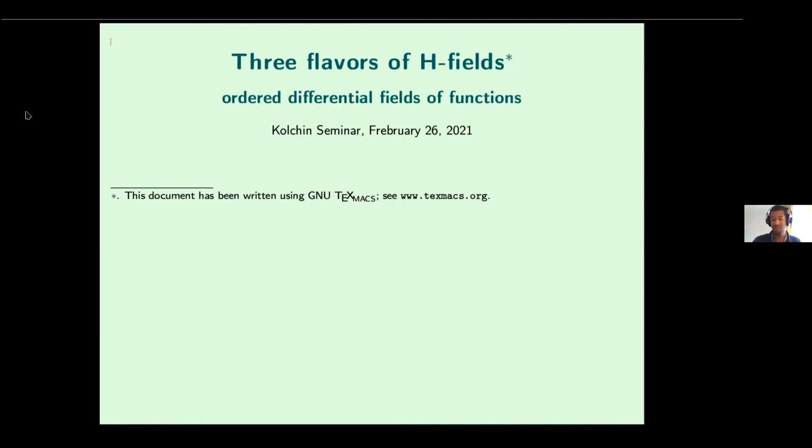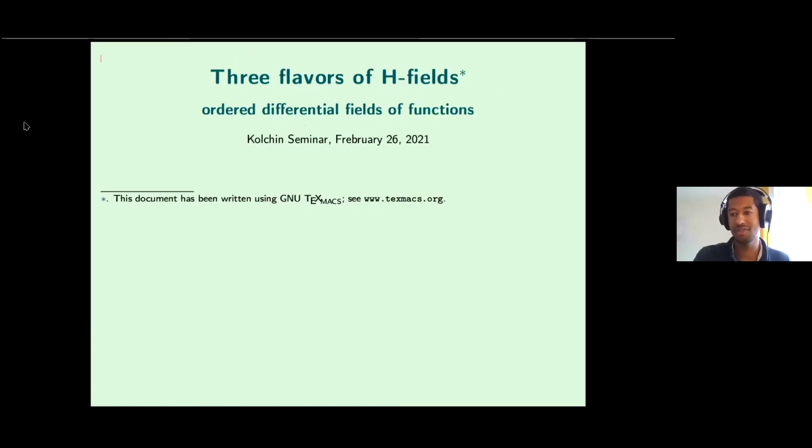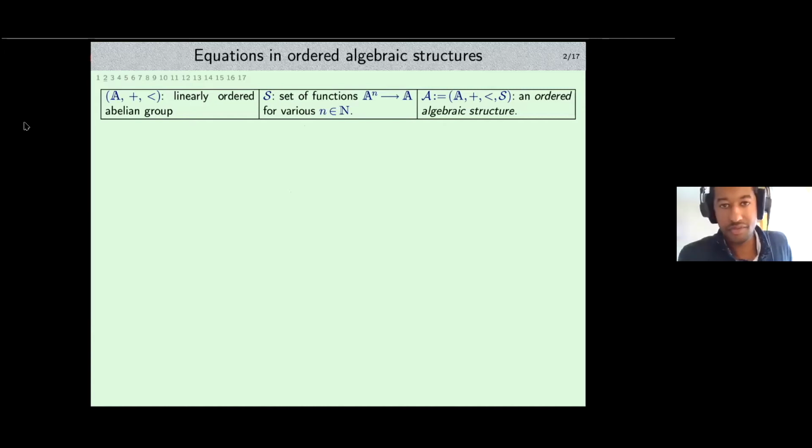I will start by introducing some basic context and presenting results from other people, and at the very end of my talk I will talk about what I did. So first, to set the context, we are working with an ordered group, a linearly ordered abelian group. We are considering some structure in this group, so a set of functions with finite arity.